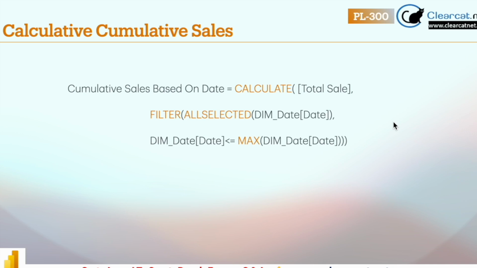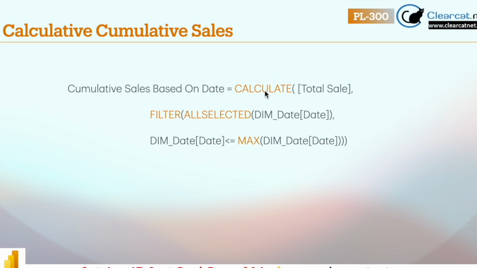The next one is calculate cumulative sales. This sales is going to give us the record on the basis of date shipped: on which date how many sales the client has performed. Below is the formula which we are going to use while creating cumulative sales. Here we have cumulative sales based on date.